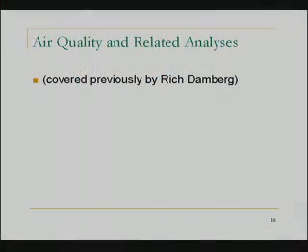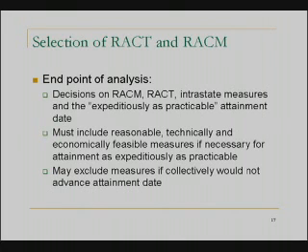The next step, after identifying technically and economically feasible control measures, after identifying the emission reductions associated with those measures, is to conduct air quality and related analysis to show that those measures have the air quality impact of providing for attainment as soon as possible. And in Rich's talk, he covered a number of items with respect to that and discussed different scenarios for these air quality and modeling analyses. So the endpoint of the analysis is a decision on RACM, RACT, and intrastate measures and the attainment date.